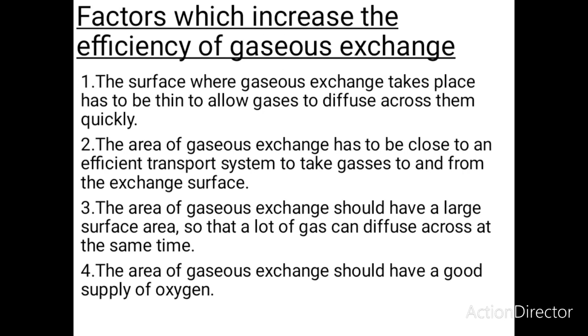The surface area where gaseous exchange takes place has to be thin in order to allow the gases to diffuse across quickly. And also the area of gaseous exchange has to be close to an efficient transport system to take gases to and from the exchange surface. This means that the area of gaseous exchange has to be well vascularized. The area of gaseous exchange should have a large surface area so that a lot of gases can diffuse across at the same time. And it should have a good supply of oxygen. The alveoli have all these properties, and this makes gaseous exchange efficient.